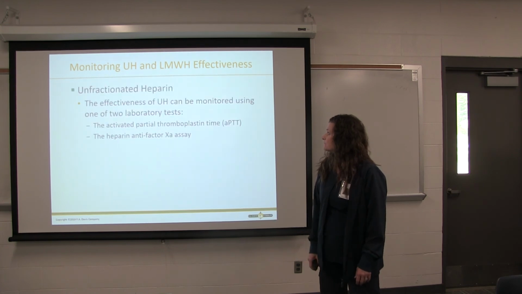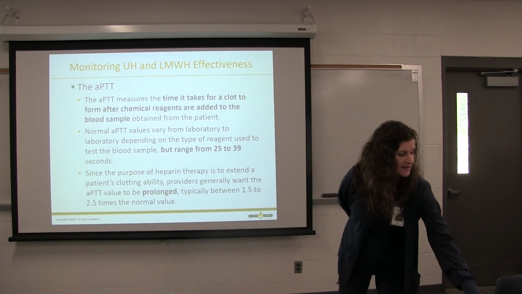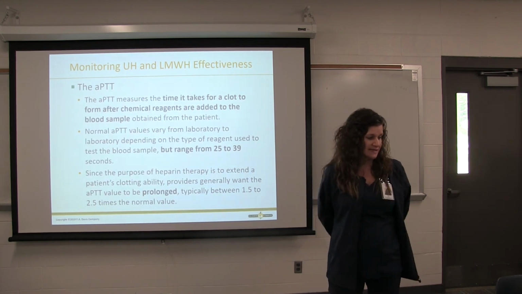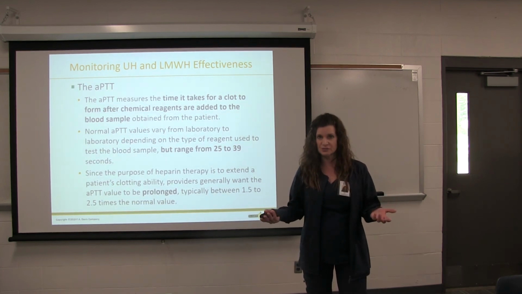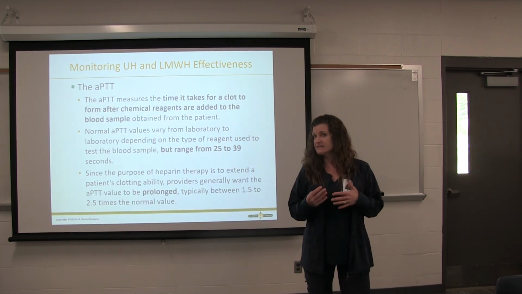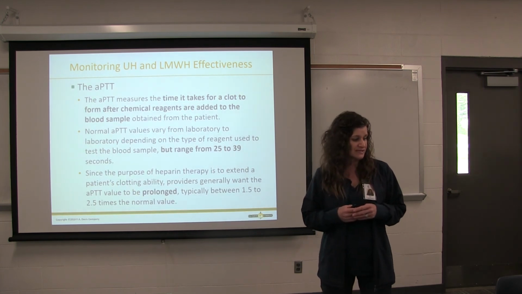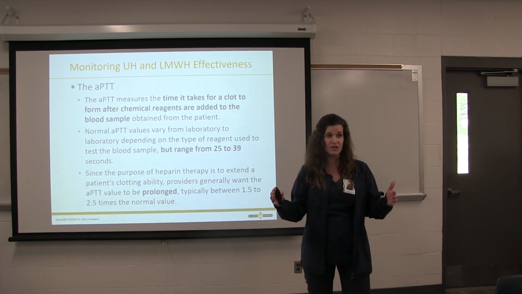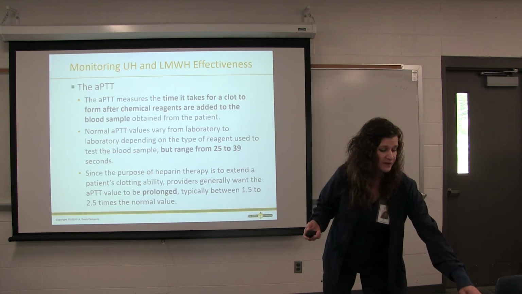Okay, so PTT measures the time it takes for a clot to form after chemical reactants or reagents have been added to the blood sample from the patient. Time it takes to clot. We're looking at the clotting factor here, and are we reducing a high clotting factor? So normal values range from about 25 to 39, different at different facilities. You would have to see what your facility values as those ranges. But since the purpose is to extend the patient's clotting ability, a lot of times the doctors will want that value to be even 1.5 or 2 times the normal value.